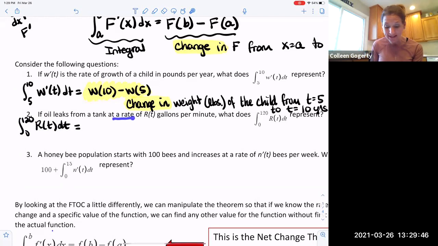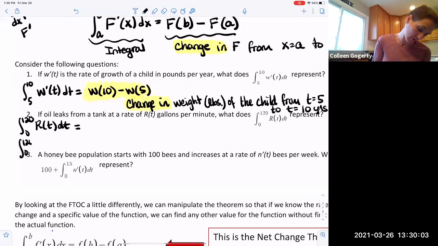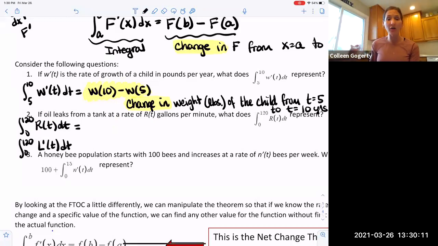R of t is still a rate of change, and it's important to see that. Why does it matter that we have a rate of change? Because that means this is the derivative of something, right? This is a rate of change. So I'm going to change it up. 0 to 120, I'm going to call it L of t. Now, why am I calling it L? I don't know, leaking, okay? R of t is the rate at which the oil is leaking. And once again, I know that because it is telling me it is a rate.